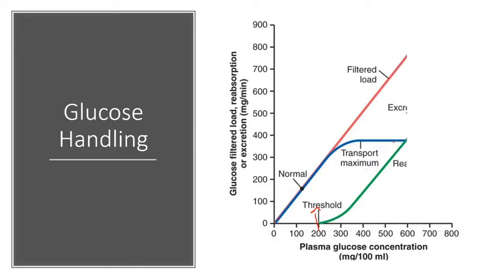So that's all the channels that would be reabsorbing glucose working at full pace, and they can't reabsorb any more. So as the plasma glucose concentration goes up higher than that, the excretion just becomes linear.